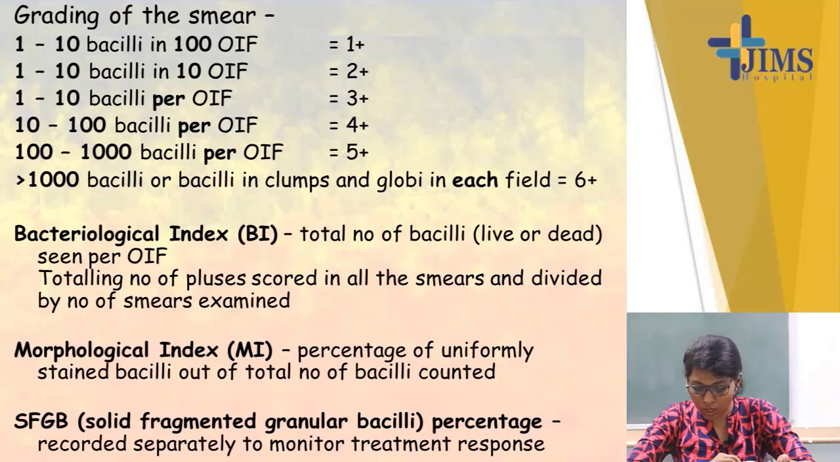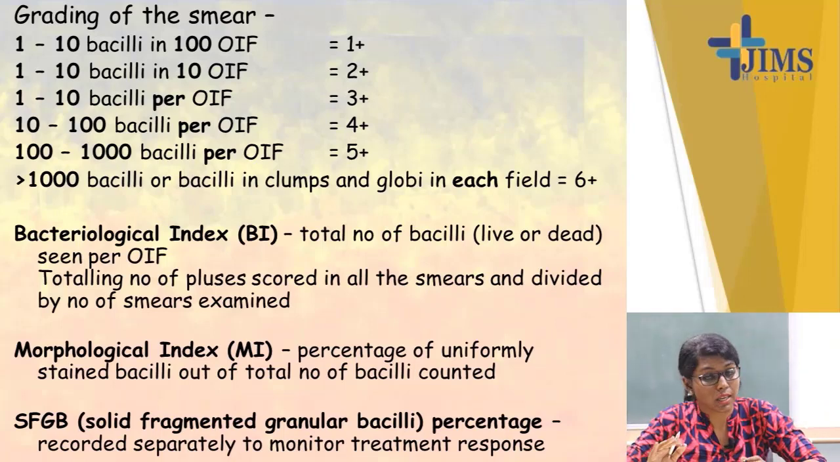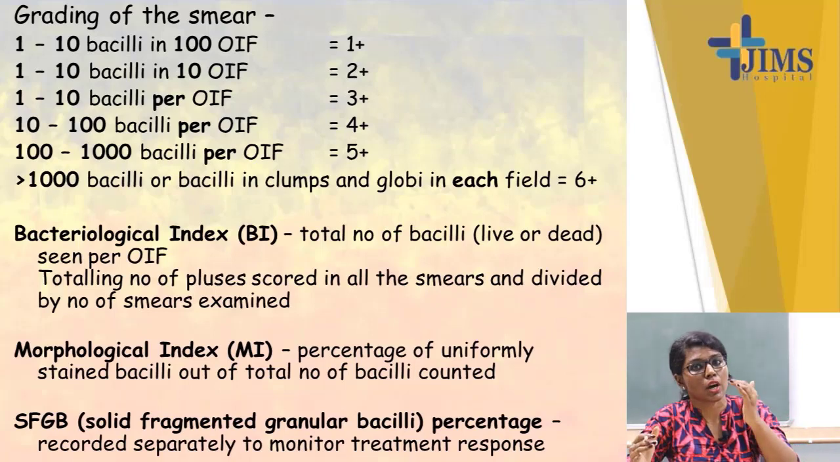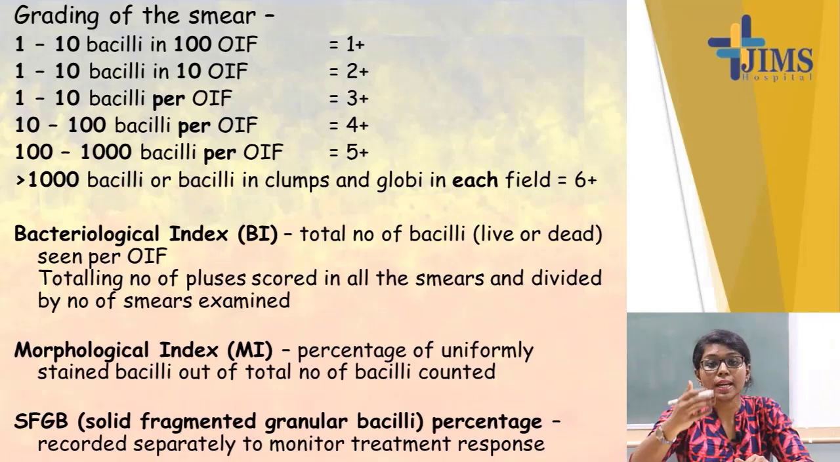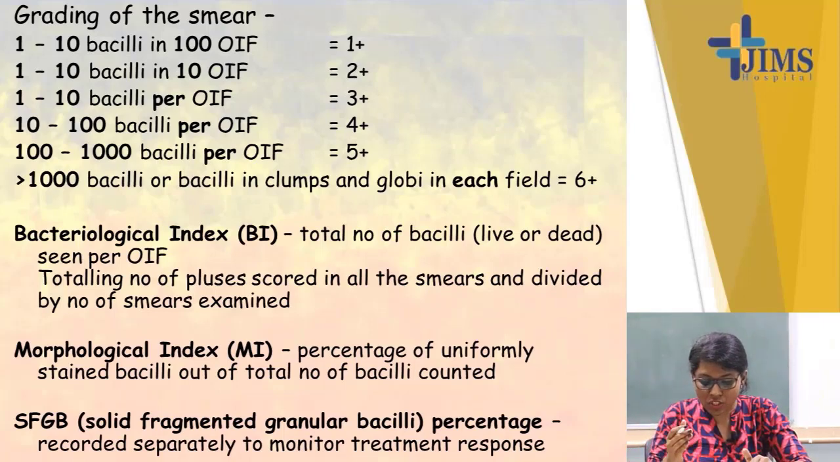The last one is solid fragmented granular bacilli percentage, meaning their staining has to be definitely perfect and their structure also has to be definitely perfect. You find absolutely perfect bacilli and record that, and that's what gives you the SFGB percentage.